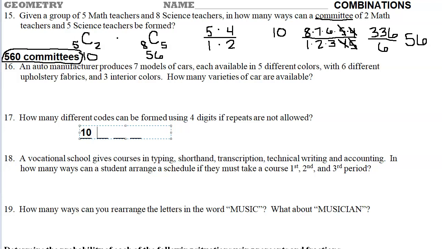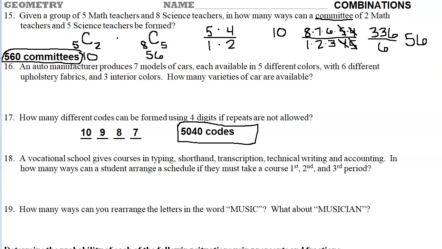But here's the thing, repeats are not allowed. So as soon as you have chosen 1 digit to use in the code, you cannot use that digit a second time. So the numbers in the blanks keep going down by 1 every single time. So what you end up getting is 10 times 9 times 8 times 7, which would be 5,040 codes. Now, if you were allowed to repeat digits, then you would just do 10 times 10 times 10 times 10, and you would get 10,000.